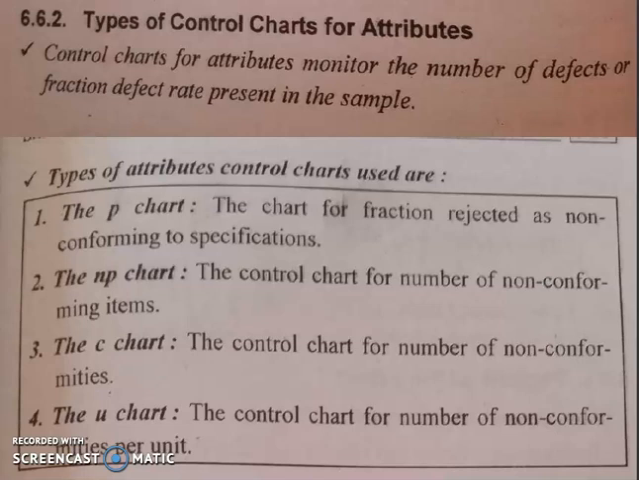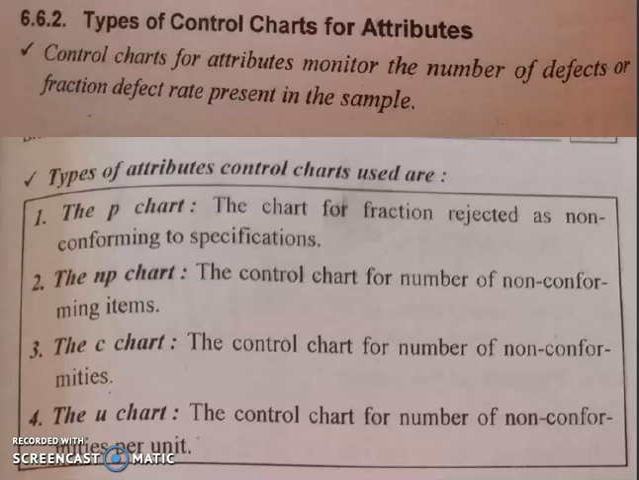If you select a number of samples for measurement, and if the sample sizes are variable, then you can apply the P chart. If the sample size is constant, then you can apply the NP chart. But if you have data about number of defectives, you can apply either P chart or NP chart. P chart is when sample size is variable, NP chart is when sample size is constant, that means equal sample size for all the samples.